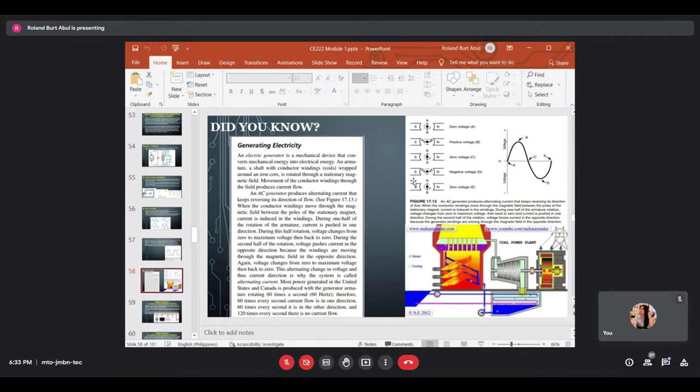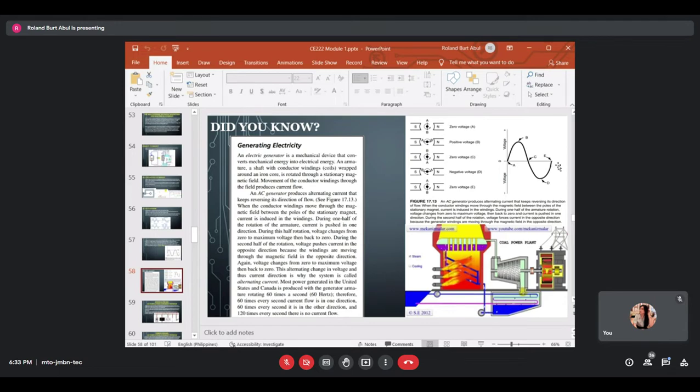During the second half of the rotation, voltage pushes current in the opposite direction because the windings are moving through the magnetic field in the opposite direction. So our conductor has rotated and is now facing the North Pole. That's why our electrical voltage is at negative maximum voltage. Then after that, it goes back to zero.